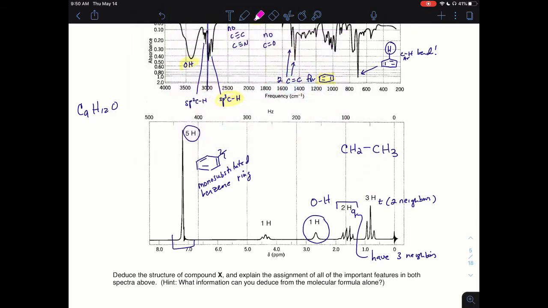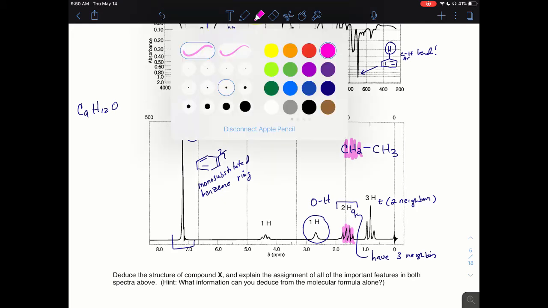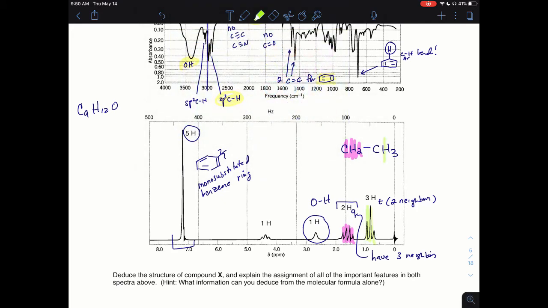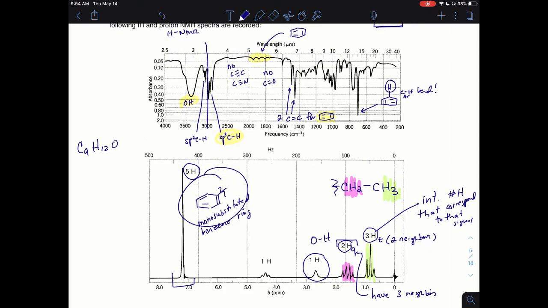So this signal for these protons, this signal for these protons, right? And the integrations, these are the integrations. Those are telling me the number of protons in each group. Now we have one signal left. That's this signal right here. It's 1H. So we have CH. It is a triplet. So you can glean it has two neighbors.